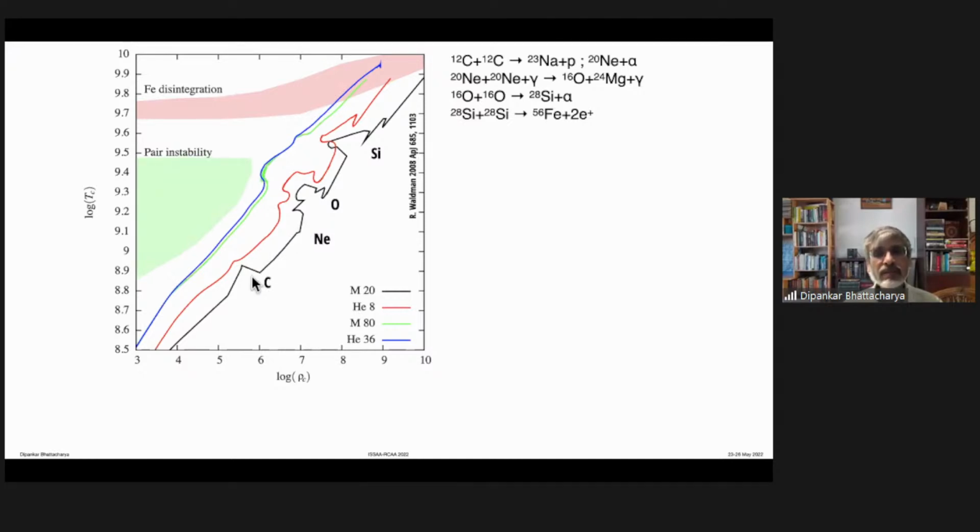Once carbon is ignited, after that, it then proceeds to increase its central density until neon burning starts. Then it goes through these loops until oxygen burning starts. Then again, silicon burning starts, and then iron is produced. Once iron is produced, after that, there is no further nuclear burning at the center, so therefore, the core is not supported by thermal pressure, and it will continue to contract.